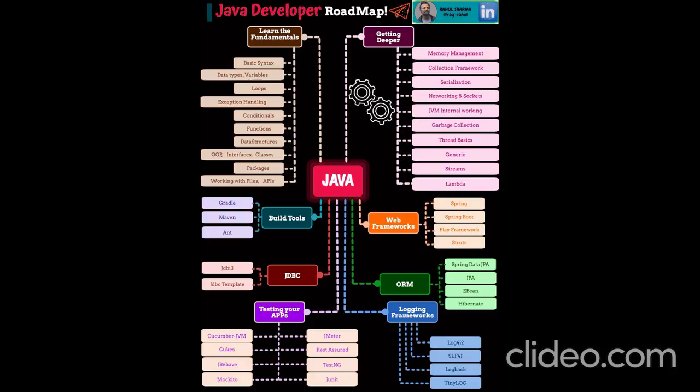19. How does garbage collection work in Java? Garbage collection automatically frees memory used by objects no longer referenced. It uses algorithms like mark-and-sweep or generational GC.